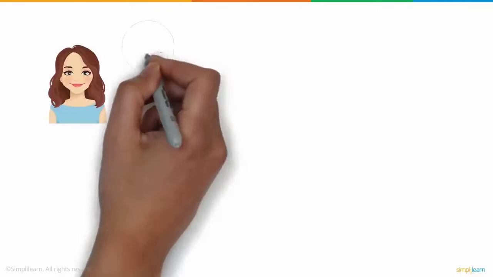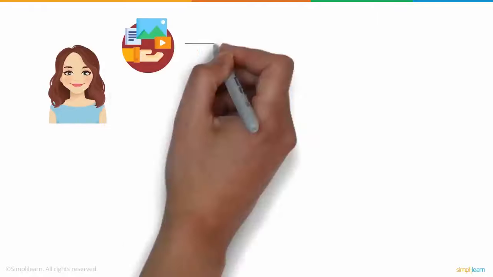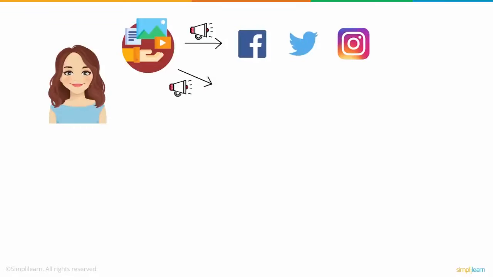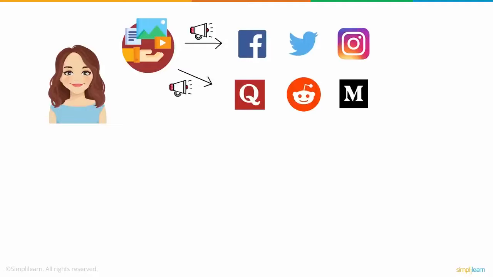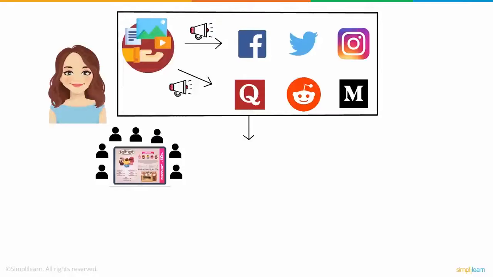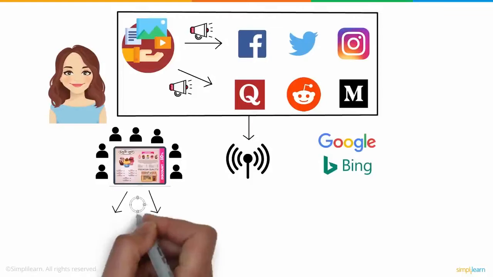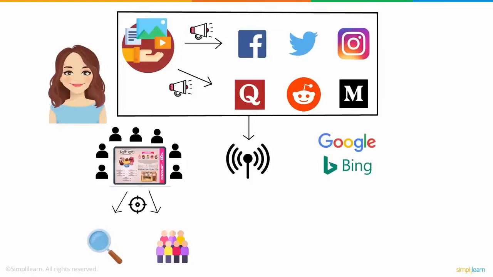Rachel also understood that for her content to reach people, she would have to promote it on social media platforms like Facebook, Twitter, and Instagram, as well as niche platforms like Quora, Reddit, and Medium. These could help her achieve greater reach for her website by sending stronger social signals to search engines, leading to the page being shown as highly relevant for related searches and audiences.